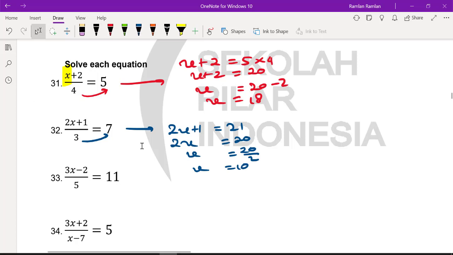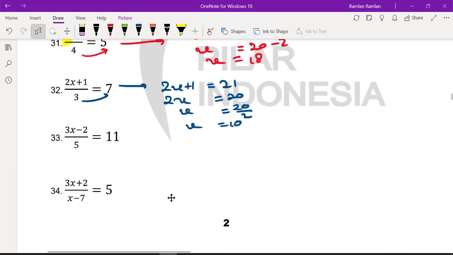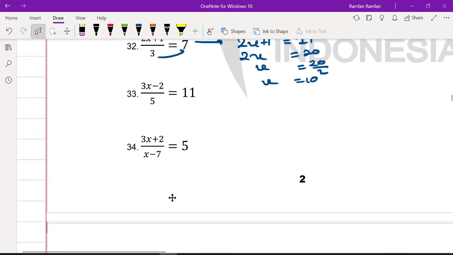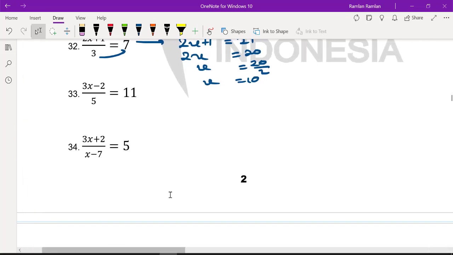So we've done this a lot, guys, so I don't really think I need to discuss this too much. So I'm going to skip number 33 and go to number 34. Now, number 34 has the same concept, but the only difference is that we have x on both the numerator and the denominator, right?